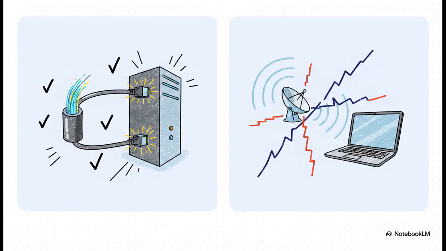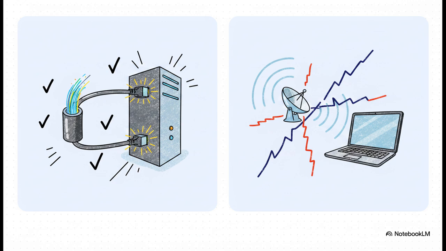Now, the actual physical medium being used matters a ton. Wired networks rely on physical copper or fiber optic cables. These are the heavy lifters of the network world. They offer blistering speeds, top-tier reliability, and really minimal interference. Wireless networks, on the flip side, use radio waves or microwaves, which gives us incredible mobility. But, that mobility definitely comes with a trade-off. They're generally a bit slower and way more susceptible to interference.